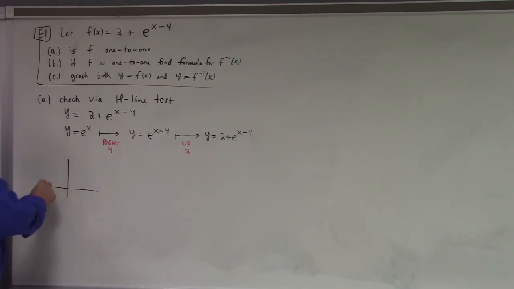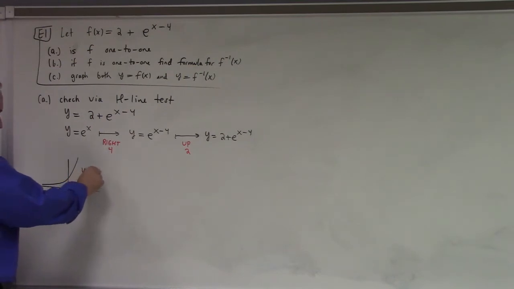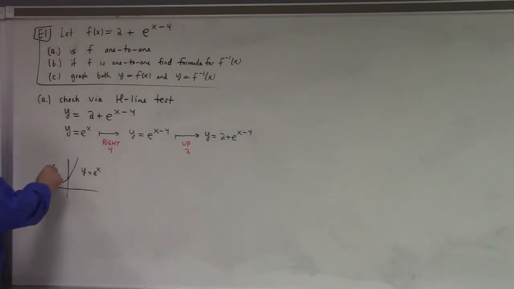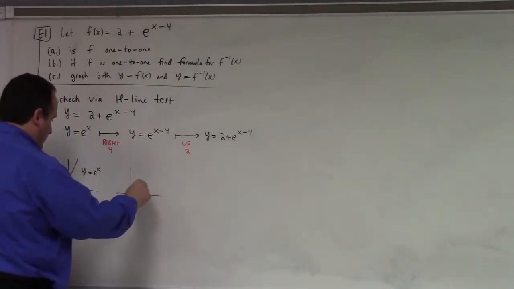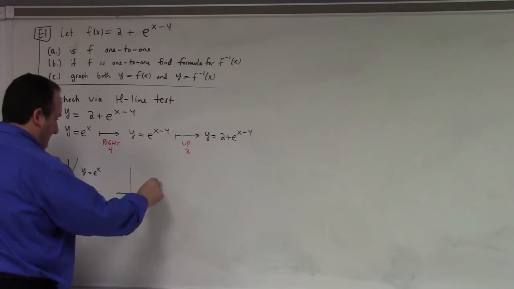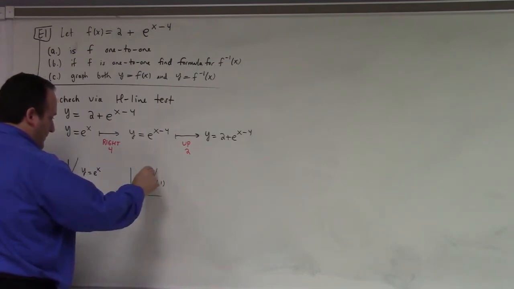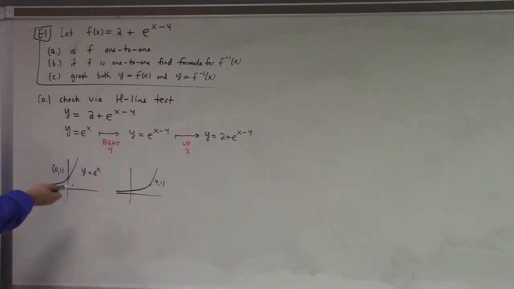So it just looks like this. This is the graph of y equals e to the x. It's got a y-intercept of (0, 1). And then that gets shifted over to (4, 1), like that. And then it gets shifted up 2.